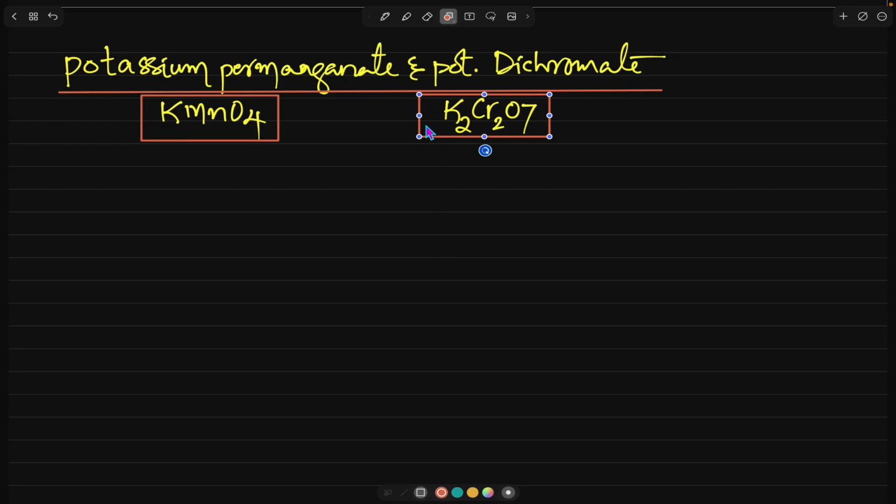Potassium permanganate can be prepared in a two-step process. Manganese ore contains manganese dioxide, that is, manganese ore contains manganese dioxide. Manganese dioxide is MnO2.